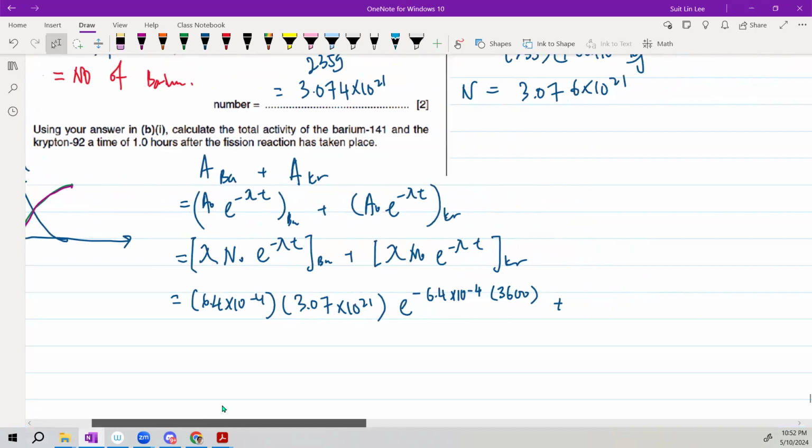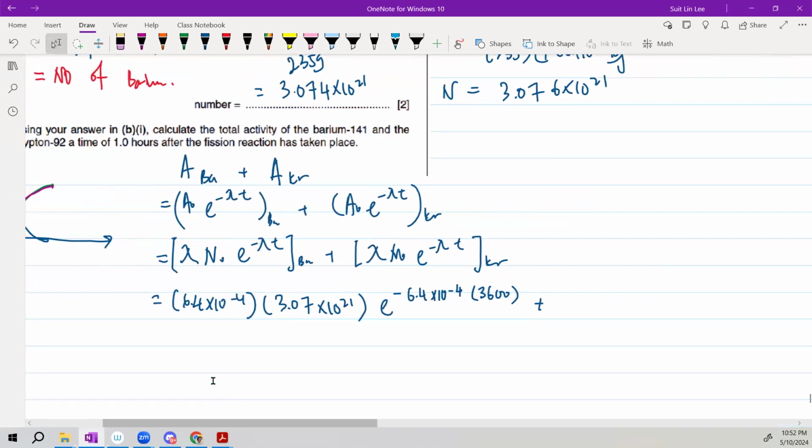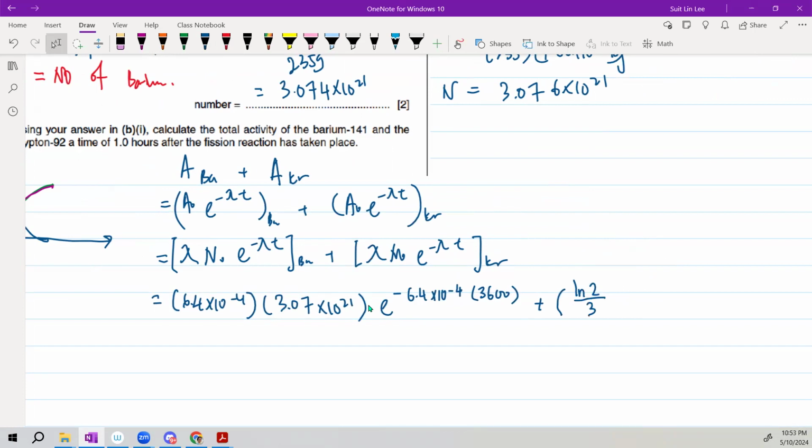My hunch tells me that krypton will be very small, maybe even negligible. So in order to test this hunch, I should separate out krypton and barium separately. So ln 2 over half-life, 3 seconds, times 3.07 times 10 to the power 21, e to the power of negative ln 2 over 3 times 3600 seconds. Okay, press calculate the time.